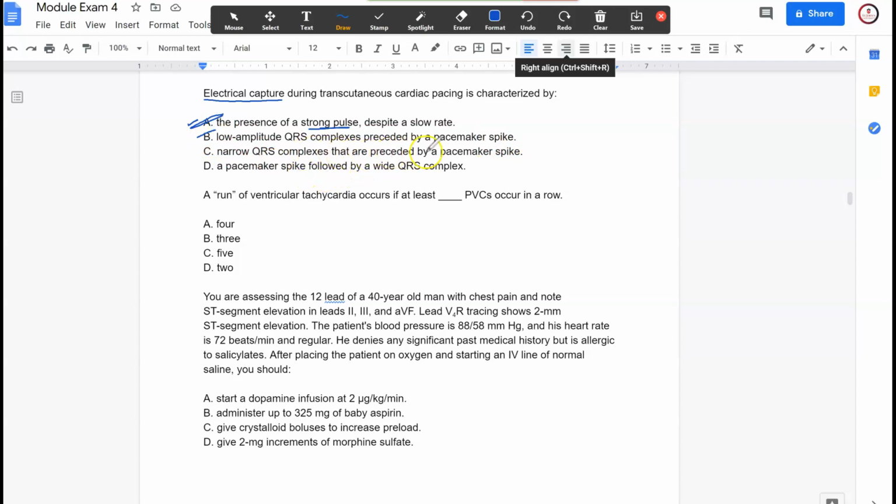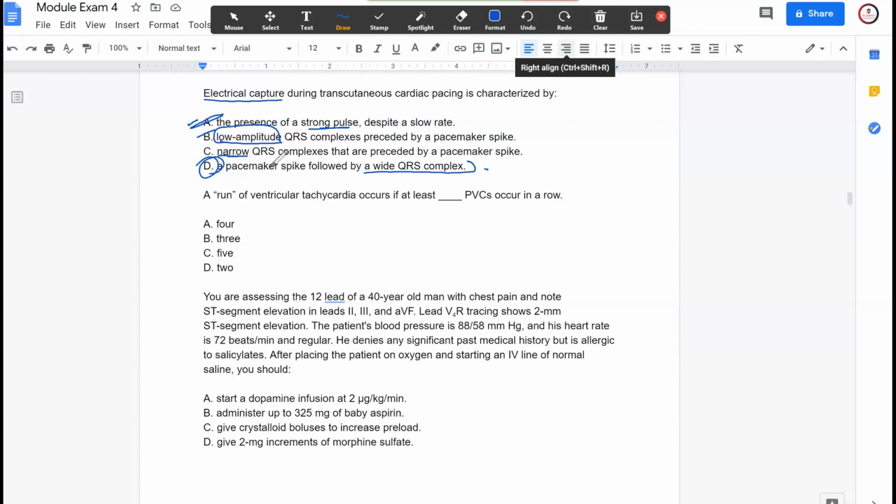Narrow QRS complex is preceded by a pacemaker spike. No, because it's not going to be narrow, right? And it also shouldn't be low amplitude, right? If you're electrocuting them, you're sending a little bit of electrical wave into their heart. It's going to be a pretty decent sized QRS. Pacemaker spike followed by a wide QRS complex because it's not following the traditional pathways. That's your answer.